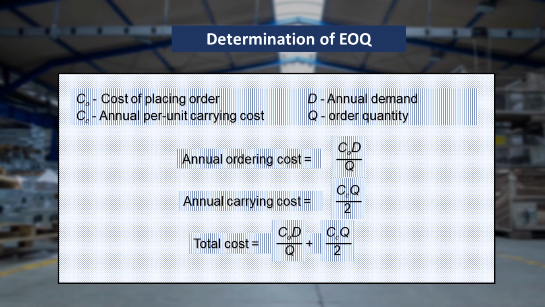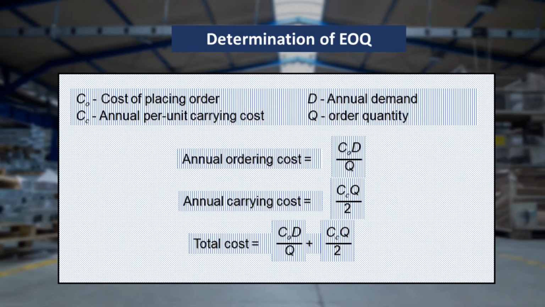So annual carrying cost is CC multiplied by Q upon 2. How does the division by 2 come about? Annual carrying cost is nothing but the annual per unit carrying cost multiplied by the average inventory held. So how do you calculate average inventory? It is opening stock plus closing stock divided by 2, that is, 0 plus Q divided by 2. So CC multiplied by Q upon 2.